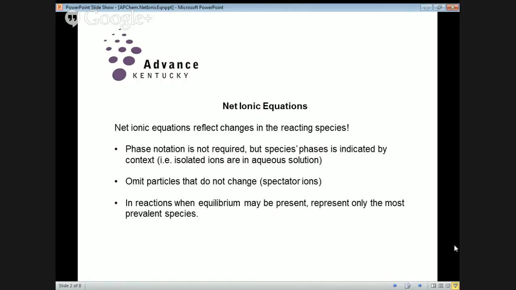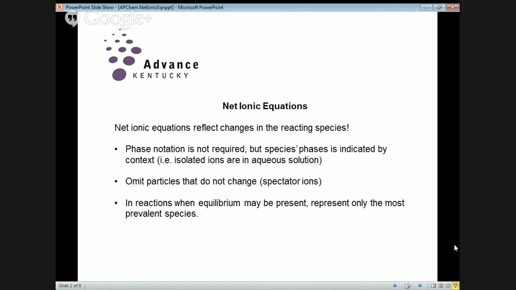Phase notation is not required. So even though a reaction might occur in aqueous solution and produce a precipitate or a gas, unless the question specifically instructs you to include phase notation, you will not be required to include it. But the species' phases should be indicated by context. So if we have a copper ion, and you do have to show the charge on all ionic species, that would be assumed to be in aqueous solution, whereas just copper as an atom would be assumed to be a solid.